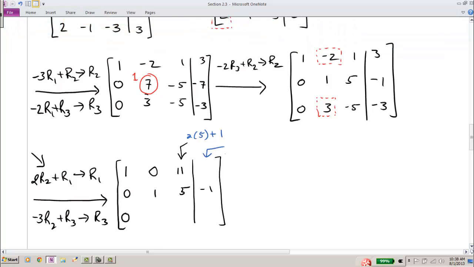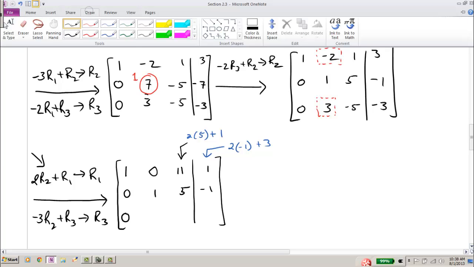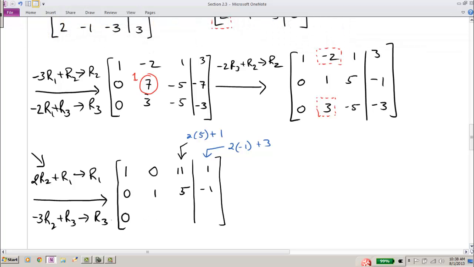And right here, 2 times -1 plus 3. So that's -2 plus 3. That's a +1. Moving on to row 3. We know that, of course, down here we're going to get a 0. That's how we chose this row operation.